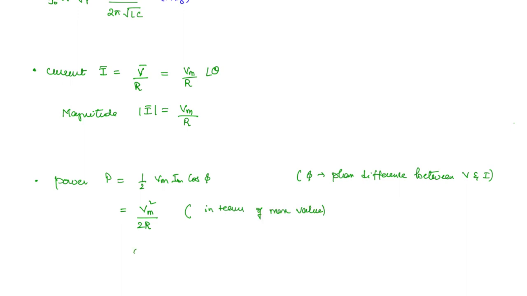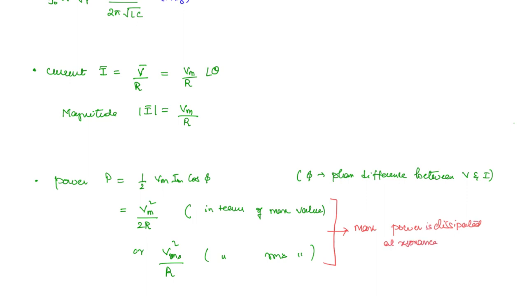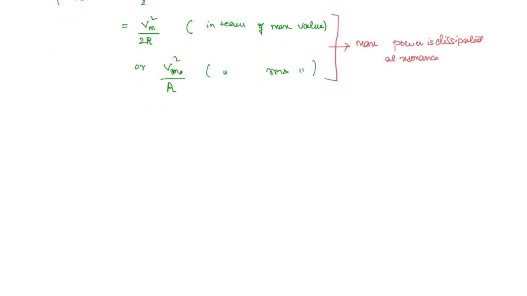If you want to express in terms of RMS value, then Vm is going to be root 2 times the RMS value. So, the final expression you are going to get is V RMS square divided by R. This is in terms of RMS values. And remember that this power is the maximum power that can be dissipated. So, you can write here, maximum power is dissipated at resonance condition.